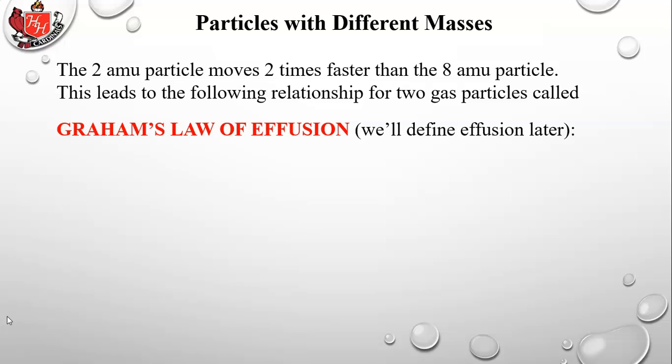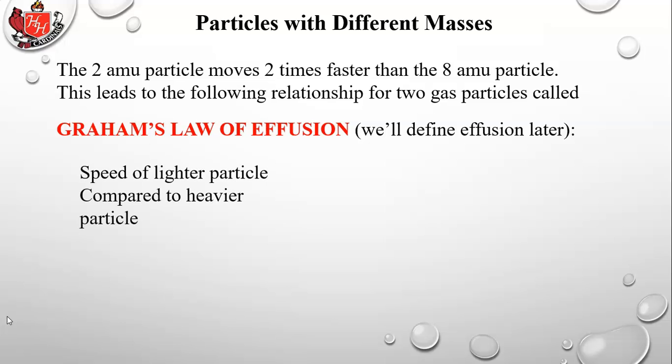So the 2 AMU particle moves 2 times faster than the 8 AMU particle. This leads to the following relationship for 2 gas particles called Graham's Law of Effusion, and we'll define effusion later. And it's simply this. The speed of the lighter particle compared to the heavier particle is simply this. You take the fraction of the mass of the heavier particle over the lighter particle, and then you take the square root of it. It doesn't tell you an exact speed in meters per second or miles per hour, but it tells you how many times faster the lighter particle is moving than the heavier particle.